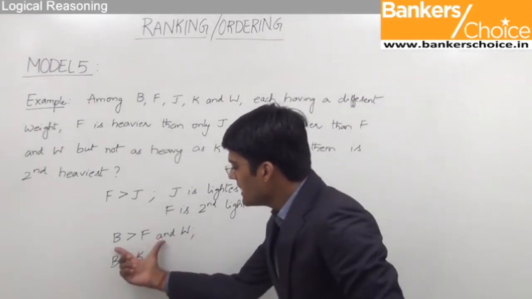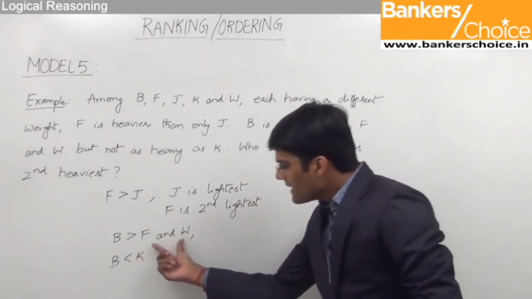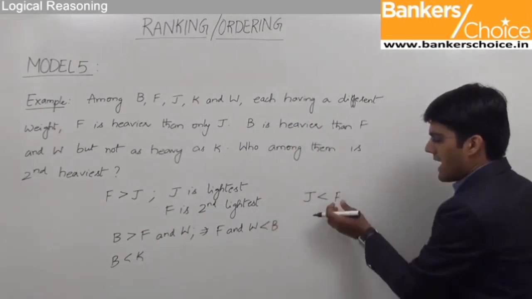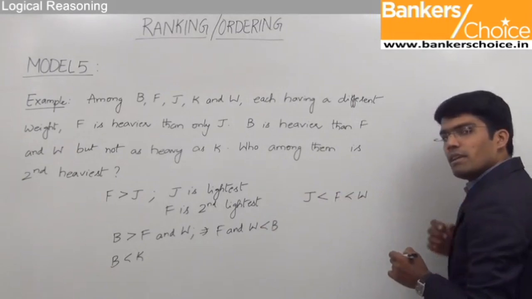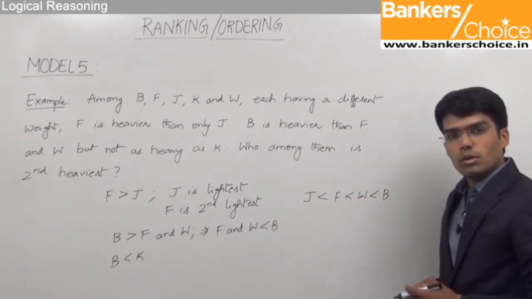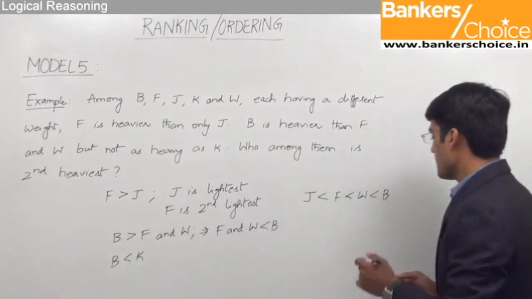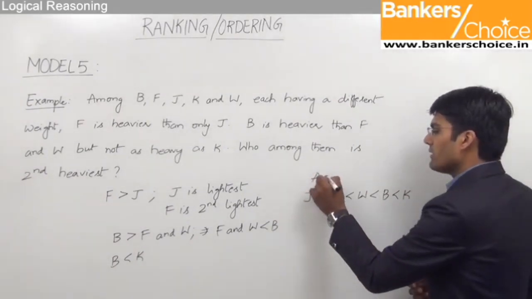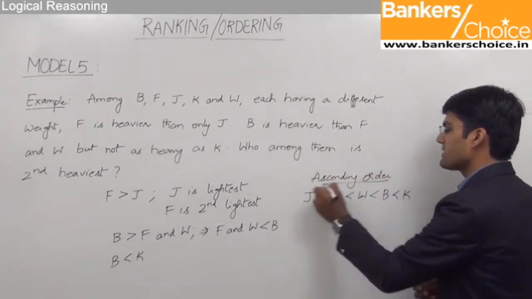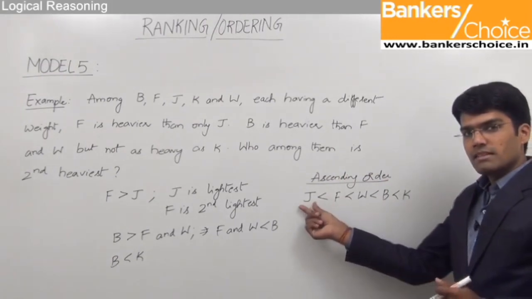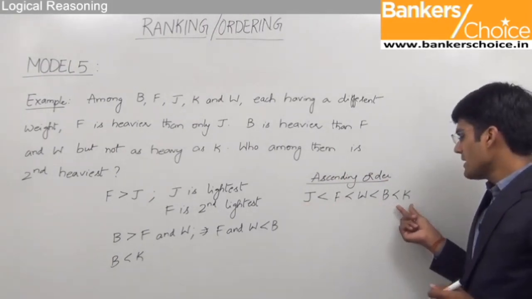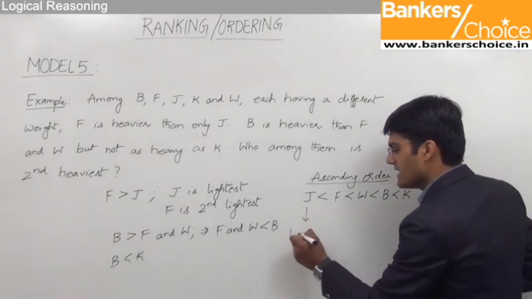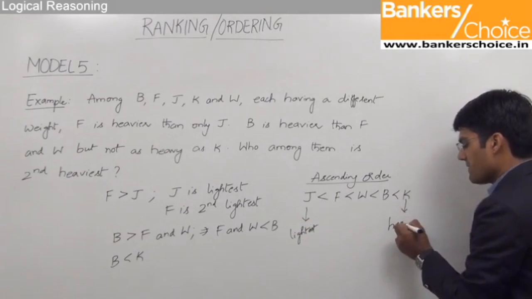And then we know that B is greater than F and W. So we can say F and W are lighter than B. And as already F is second lightest, we can say that W should be heavier than F and then B should be heavier than W. And from the last point, we know that B is lighter than K. So including that in the order, we get B is lighter than K. So now the ascending order in terms of weight for these 5 persons is J lighter than F, lighter than W, lighter than B, lighter than K. So very clearly J is the lightest person and K is the heaviest person.